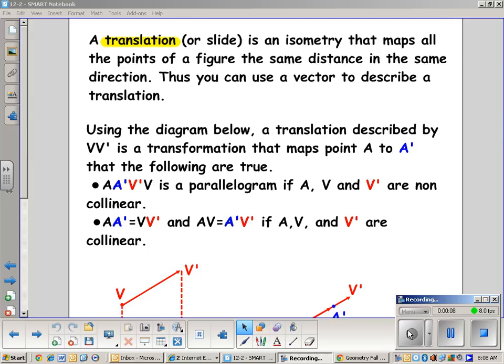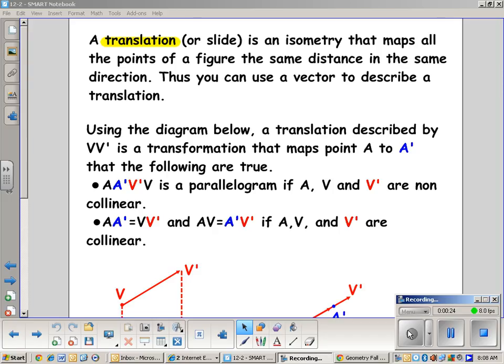Just read through this real quick, make sure you can see it from where you're at. A translation or a slide is an isometry that maps all the points of a figure the same distance in the same direction. Thus you can use a vector to describe the translation.